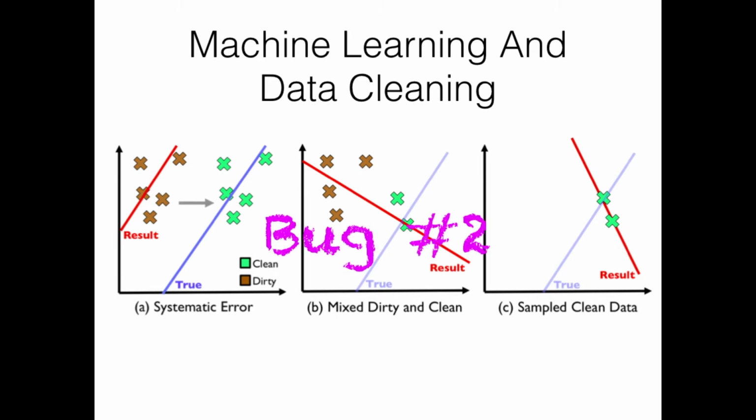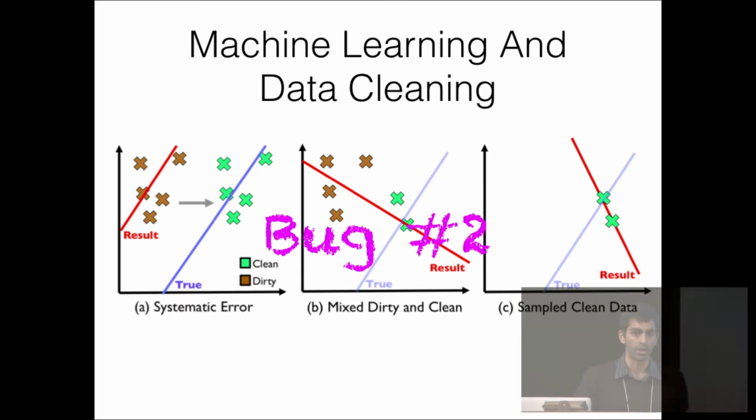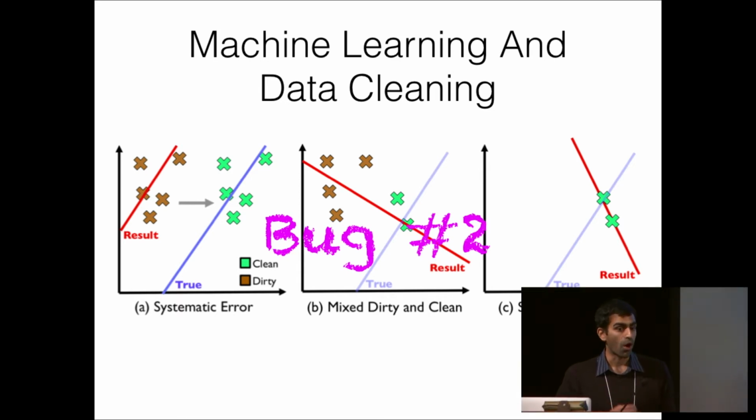This turns out to be bug 2. It turns out that existing models for progressive data cleaning that don't consider how the data will be used are categorically incorrect when it comes down to these kinds of model training pipelines.